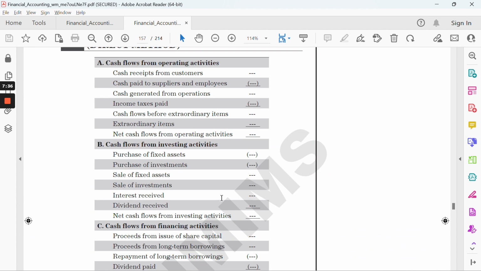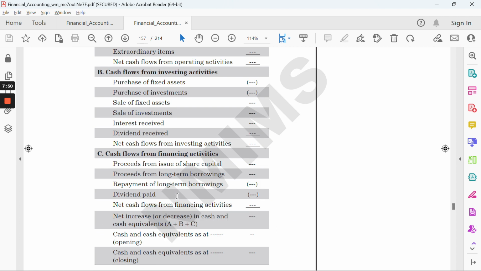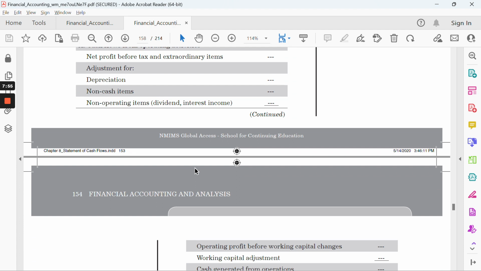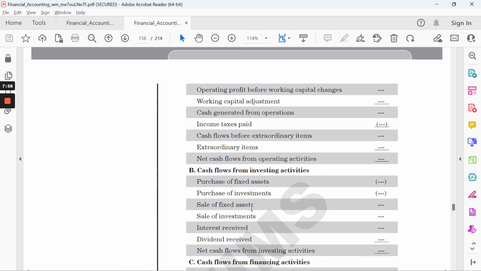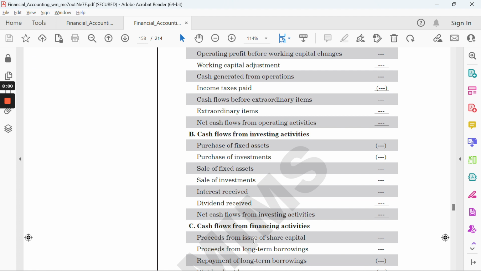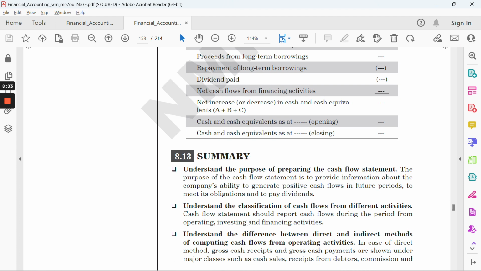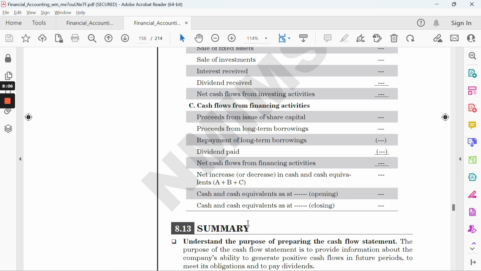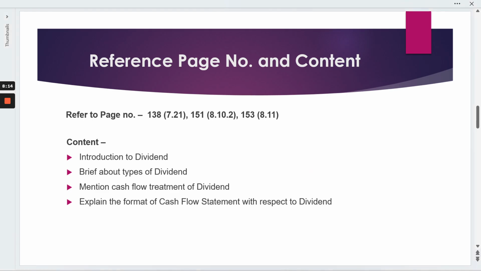If I'm not mistaken, on page number 153 you will find the dividend part, right? You can draw the complete table, or you can specify only the part showing dividend received and dividend paid, which come under the investing and financing activities respectively. Or you can use the direct method, where dividend received and dividend paid are mentioned. So you can show it in a tabular format. That will always be helpful in scoring one additional mark. So just go ahead with that and write the second question.